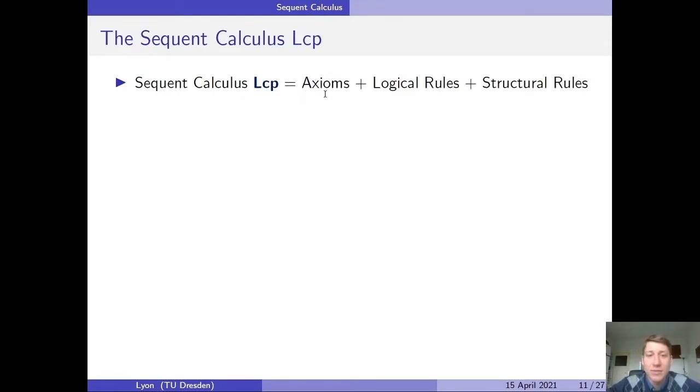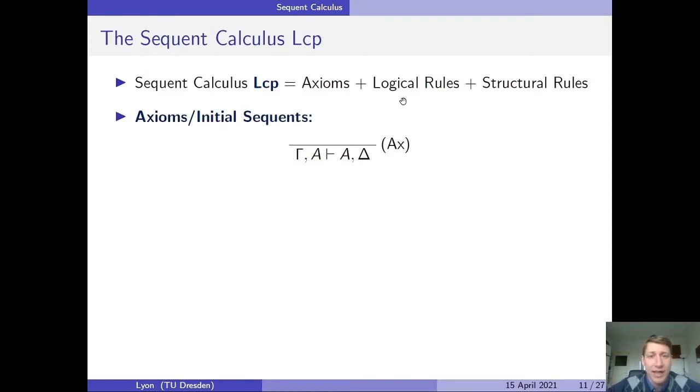We have axioms. Axioms are nullary rules, meaning they don't have any premises, but what they have as their conclusion is an obviously valid sequent. In other words, a sequent which is true regardless of which interpretation is applied to it. And then we have what are called logical rules and structural rules.